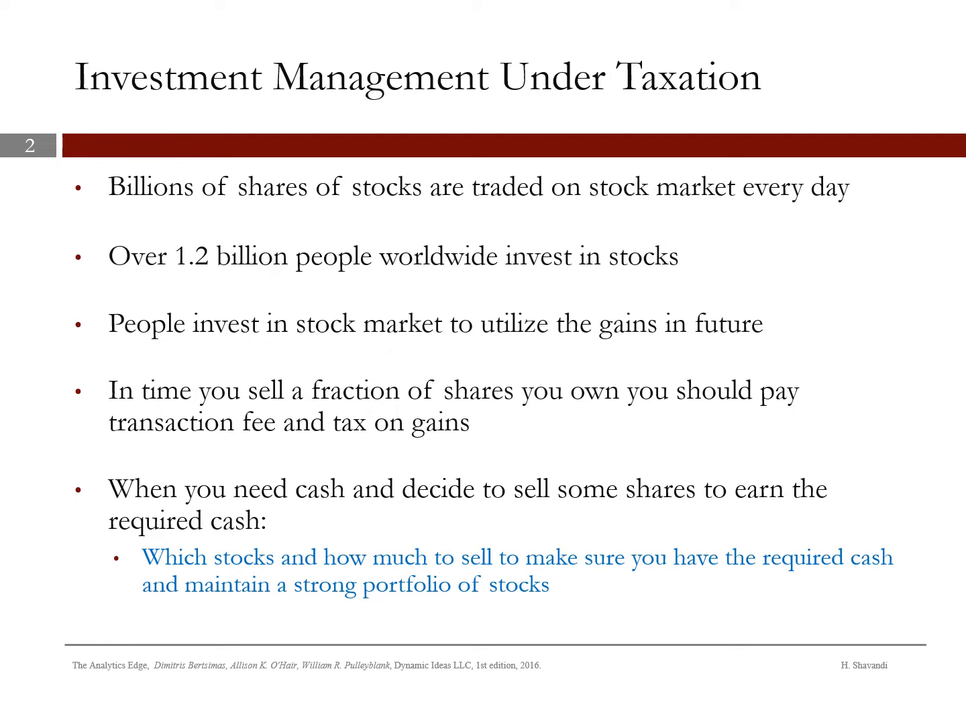Another issue here is paying the transaction fee and tax on gains. So anytime you sell a part of your stocks, if you have gains, you need to pay tax on gains. And also you need to pay the transaction fee, and at the same time you need to maintain a strong portfolio for the future. So this is the problem that we are going to consider here, to see how we can optimize this decision: which stocks to sell, how much to sell in order to have the required cash and also maintain a strong portfolio for the future, and maybe minimize the costs. Okay, so let's go ahead.